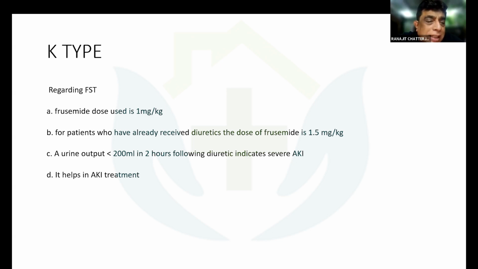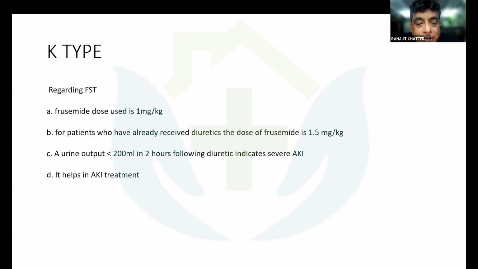Yes, many of you will ask, Archana, you may get a number here, but when it helps in AKI treatment. How? Because it gives you an idea that the patient is moving towards severe AKI.